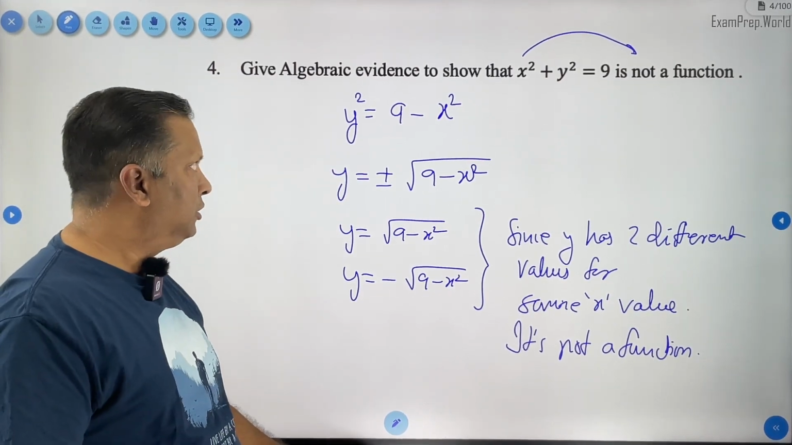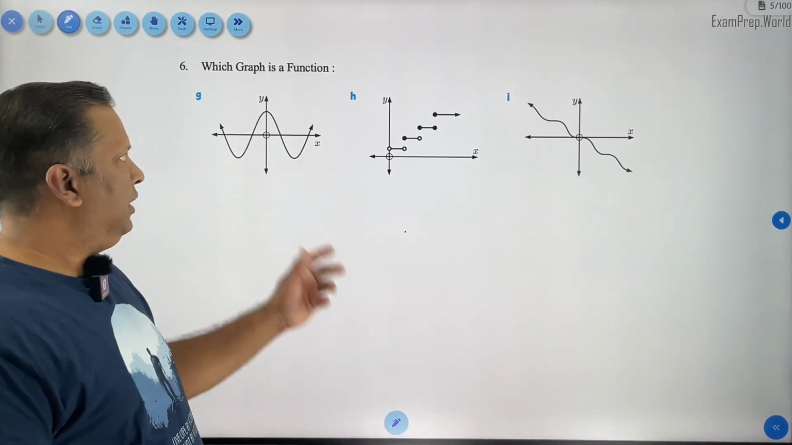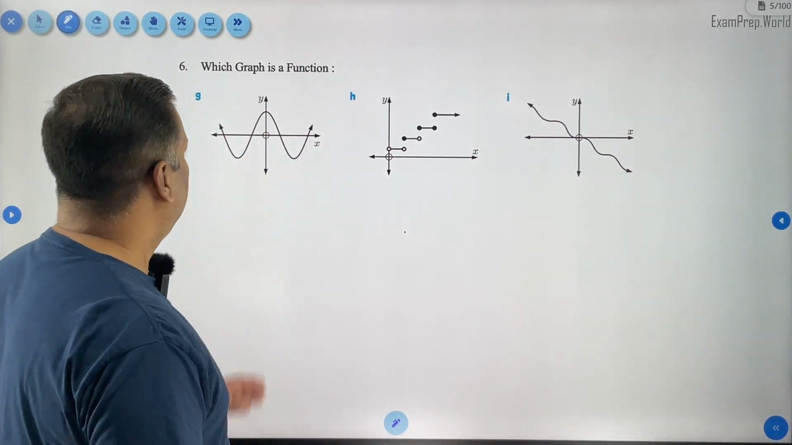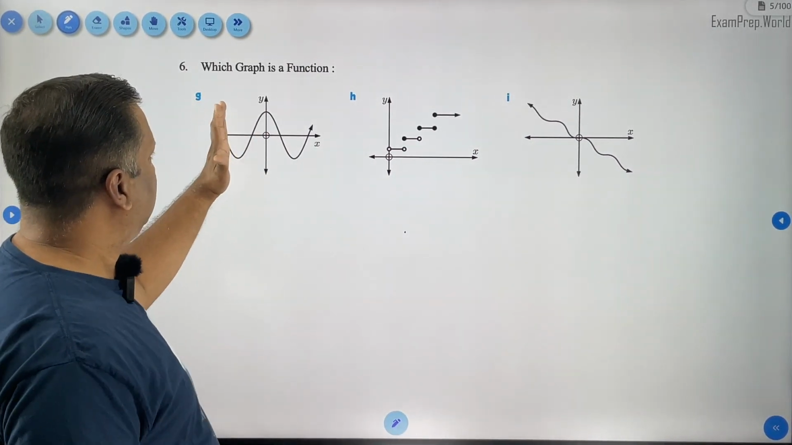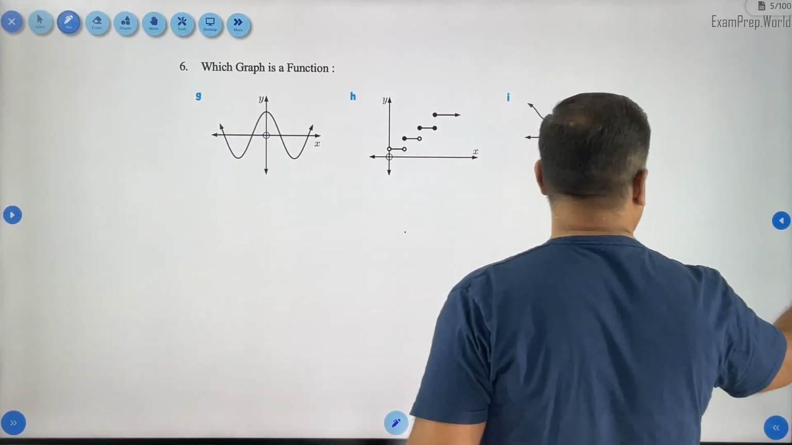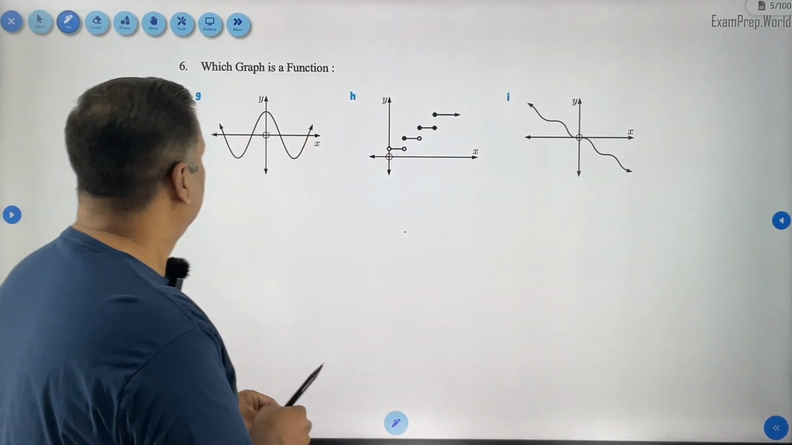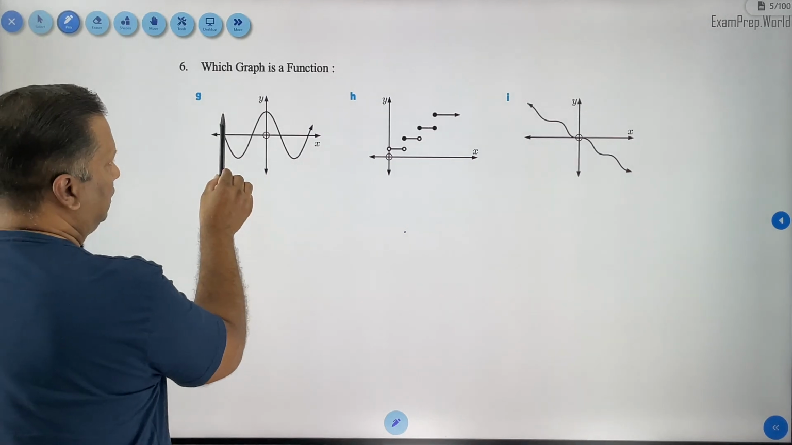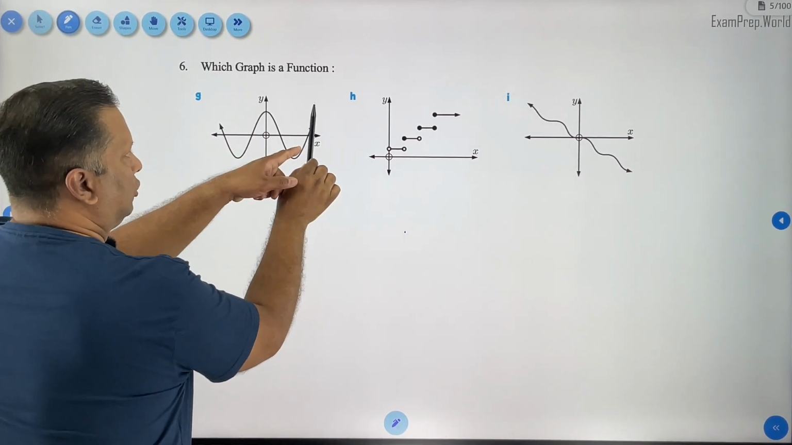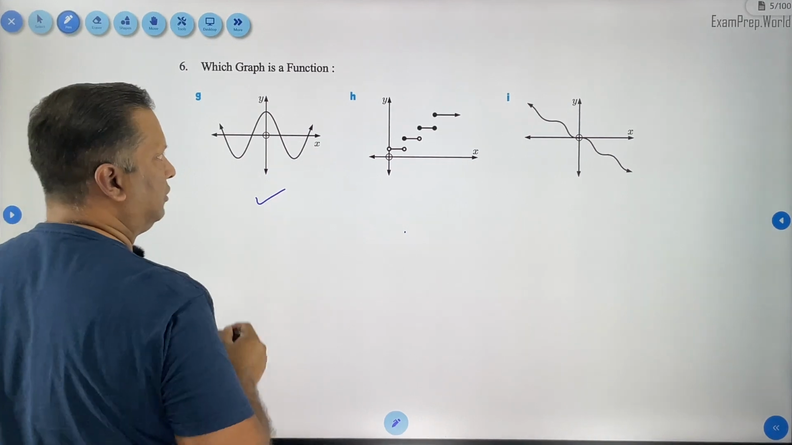Let's see what is next. Once again we have graphs, so again we will do the vertical line test. Okay. If I pass a line, just imagine my hand is a line, or I will take a pen. So this pen is a line. It is touching the function only at one point. So this is definitely a function.